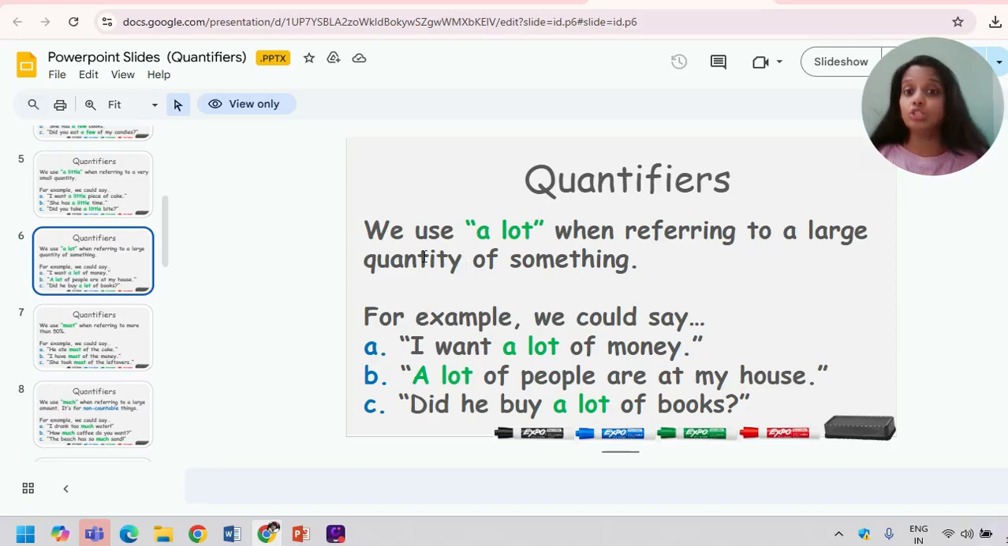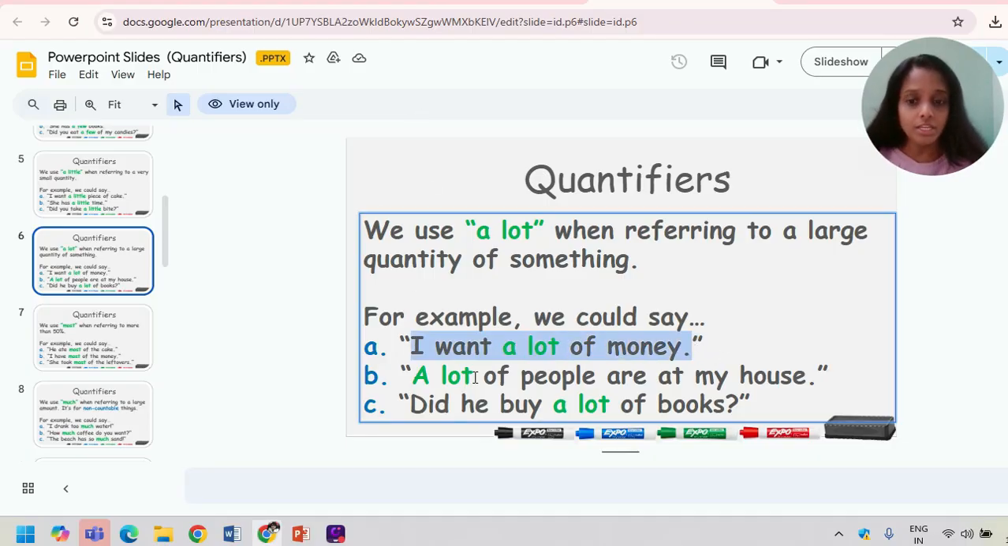Now we are getting into the bigger stuff. We use the word a lot when we are talking about a large quantity, which can be countable or non-countable. This one is flexible. Okay, let's see. I want a lot of money. Did he buy a lot of books? A lot of people are at my house. Got it? Remember, a lot equals a larger amount. Doesn't matter if it's countable or not.